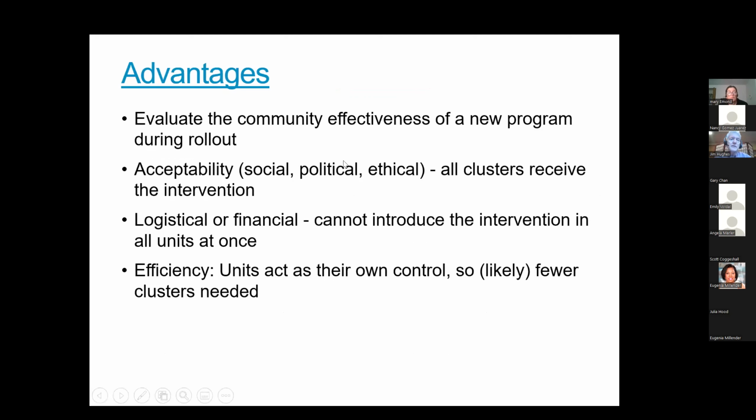So the advantages of this design is that you can easily evaluate the true underlying real-life community effectiveness of a new program during rollout. It can also help with acceptability issues in the community, because you can argue that basically all clusters are now receiving the intervention. You don't have to explain why we're randomizing half the communities to get this intervention, which might be perceived at least to be favorable, and half aren't going to get it.